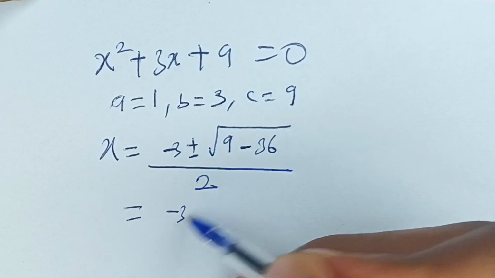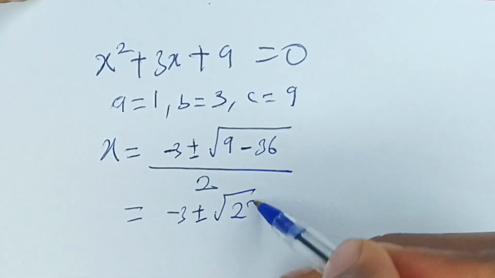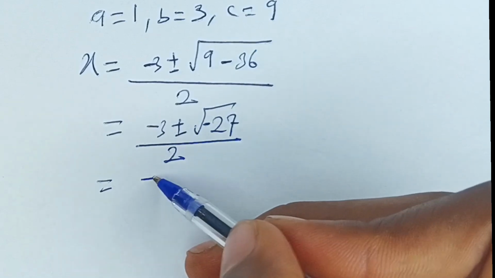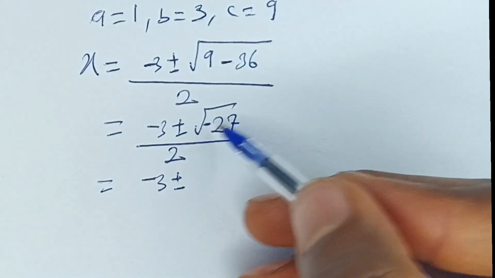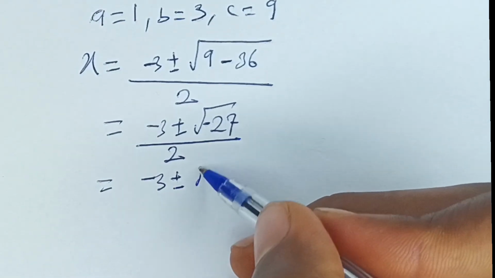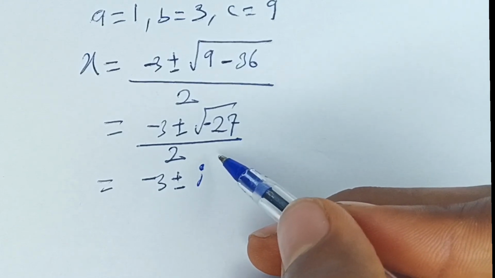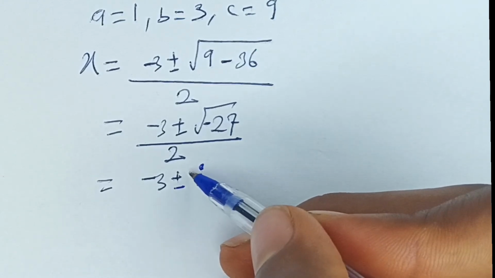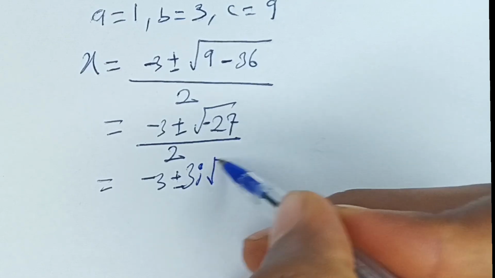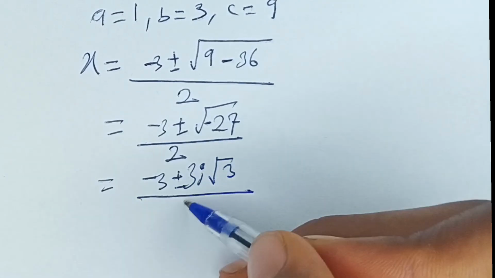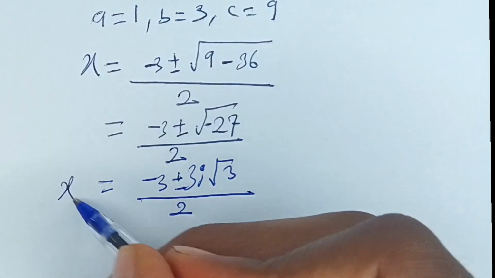This is equal to minus 3 plus or minus square root of negative 27, all over 2. This is equal to minus 3 plus or minus, root of negative 1 is i, so we have i times root of 27, which can be expressed as 3 root 3, okay, so we have 3i root 3, because 3 squared is 9 and 9 times 3 is 27, all over 2. So these are the values for x.